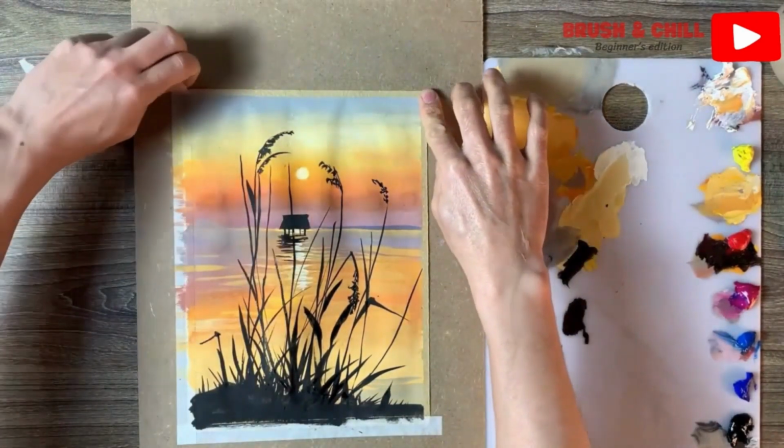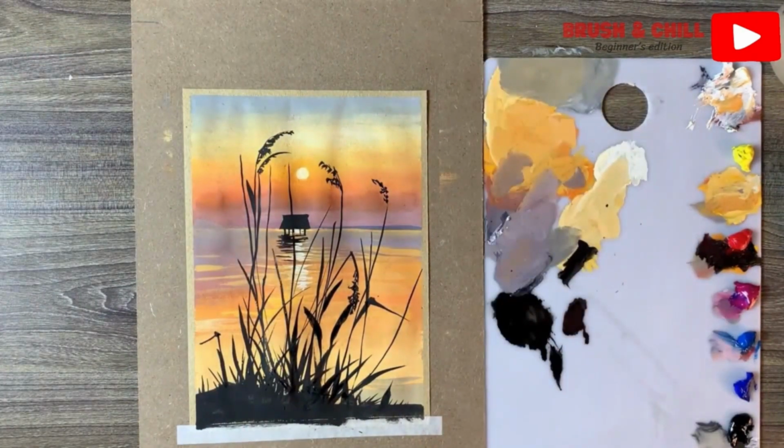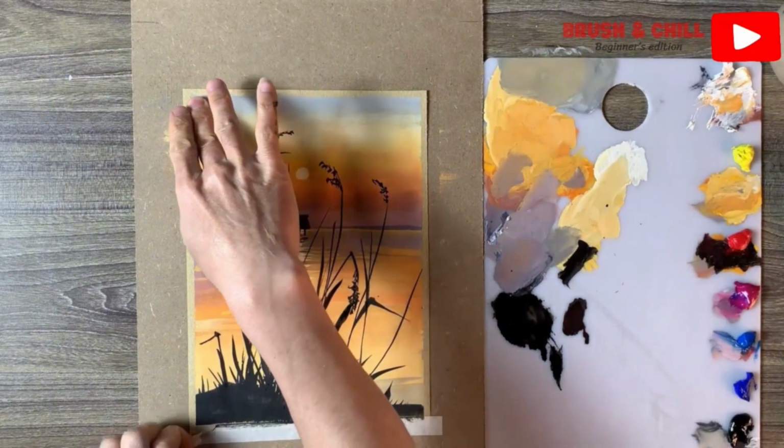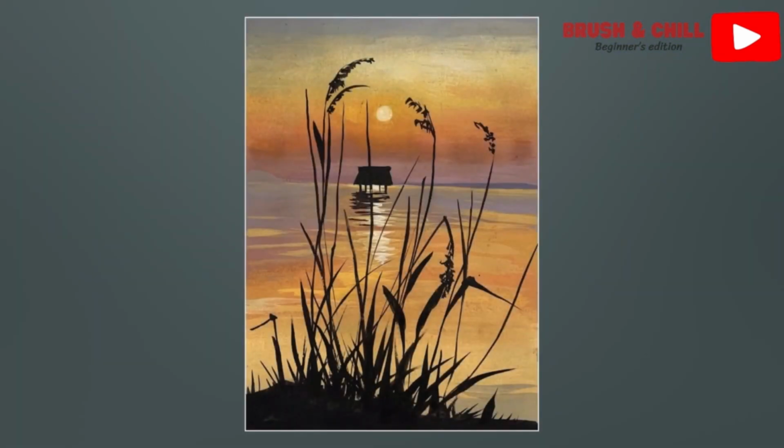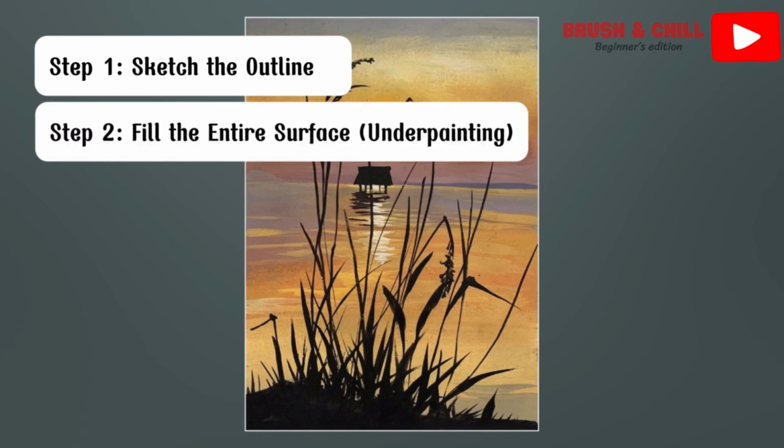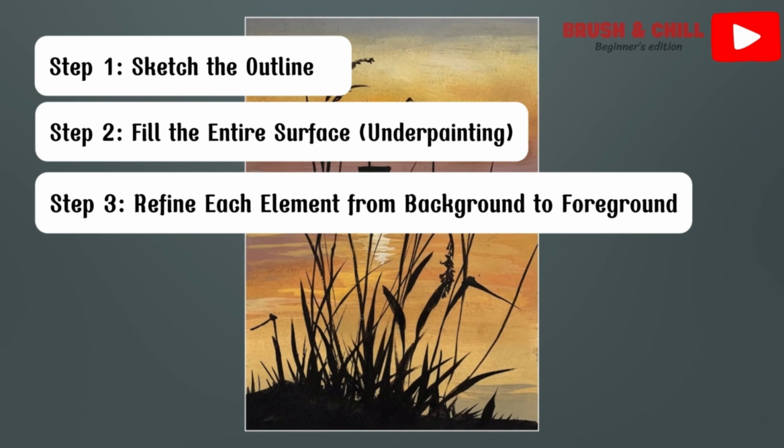And like that, we've finished a simple sunset painting. Now, let's review a bit of what we've learned. Remember these 3 important steps for every project. Step 1, sketch the outline. Step 2, cover the paper. Step 3, finish each section from background to foreground. Always remember to work from background to foreground.